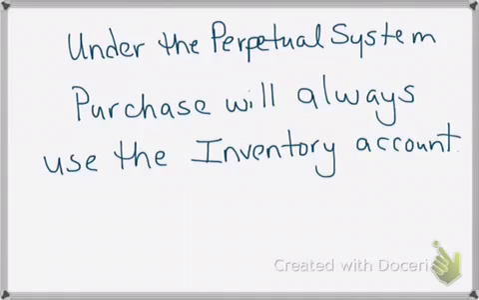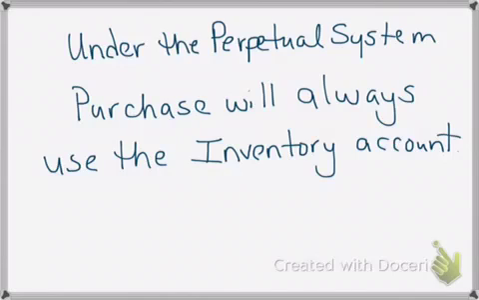Under the perpetual system, which is the journal entries that we are going to be working with, purchases are always going to use the inventory account. Because under that perpetual system, we are keeping track of what we have in inventory. So when we purchase inventory, it goes into our inventory account. When we sell inventory, it goes out of that inventory account.